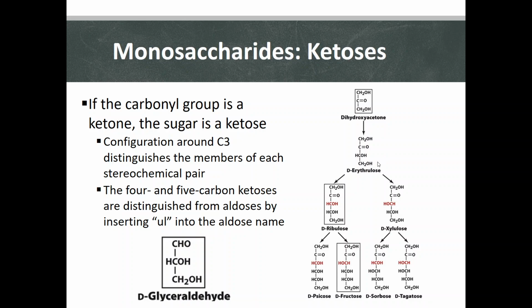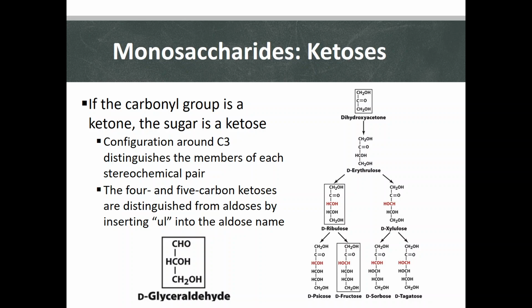Now, you'll already notice when we talked about the aldoses, there was an erythrose. Well, here, for the 4 and 5 carbon ketoses, we differentiate the aldose from the ketose by inserting UL into the name. So erythrose becomes erythrulose, which is what is shown here. Ribose becomes ribulose. Xylose becomes xylulose. And so you can sort of see easily for the 4 and 5 carbon ketoses how you would differentiate the aldose form from the ketose form.